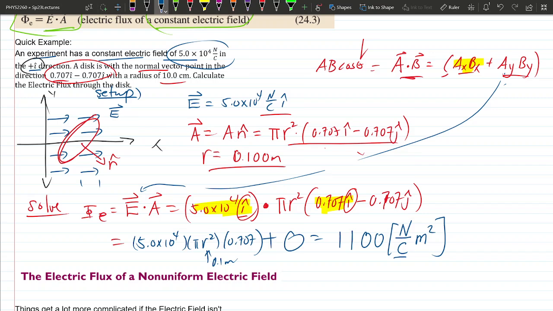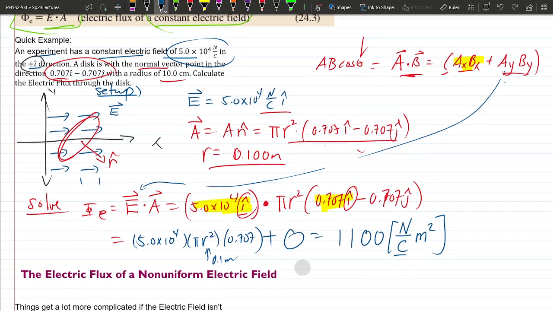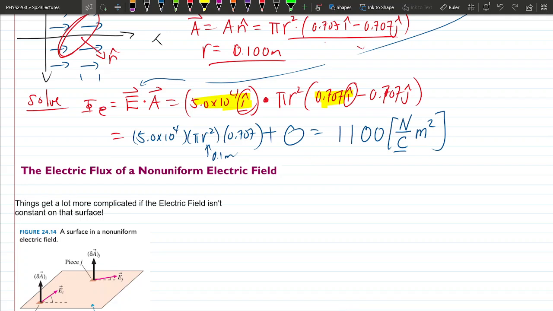So electric field has a direction, the area vector has a direction. But when you do a dot product, which is also known as a scalar product, it turns two vectors into one scalar. So this is just a scalar. You don't have a direction on it. Okay, that's a good question. All right, anyone else?